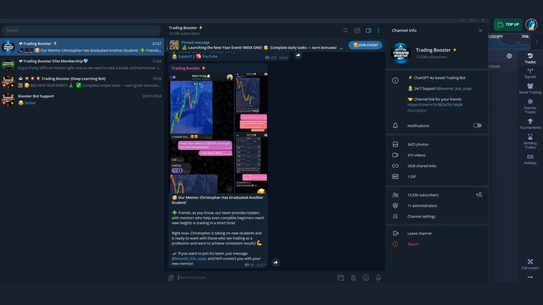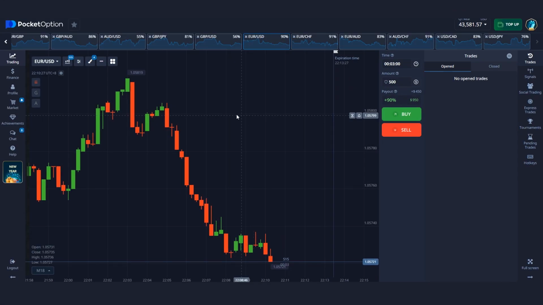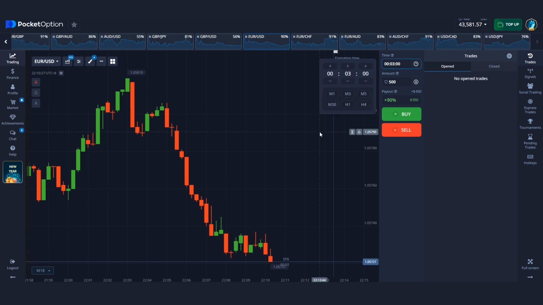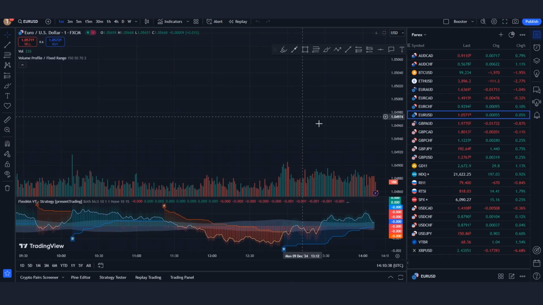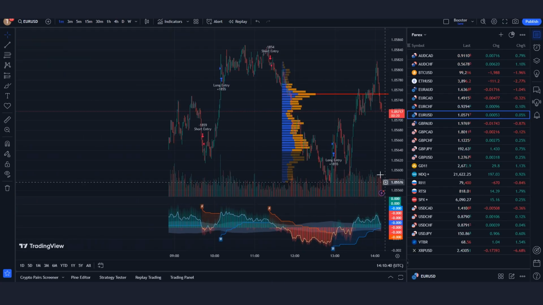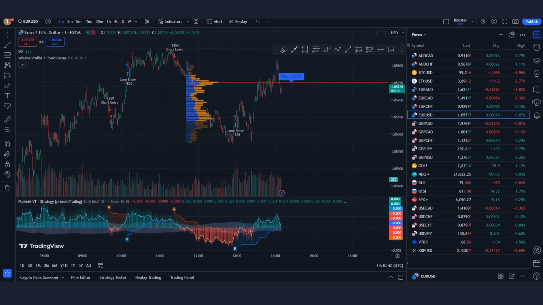Now let's move on to the best trading times. First, we'll consider the best time for novice traders. Those with experience have learned to select times that work for them. If not, continue watching. We won't be using TradingView at this moment. We'll focus solely on Pocket Option.